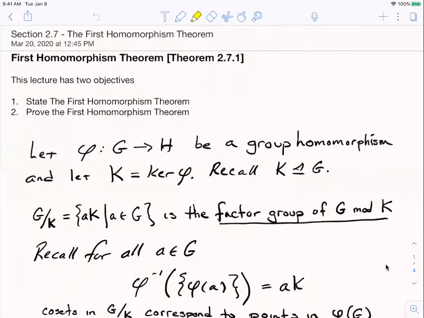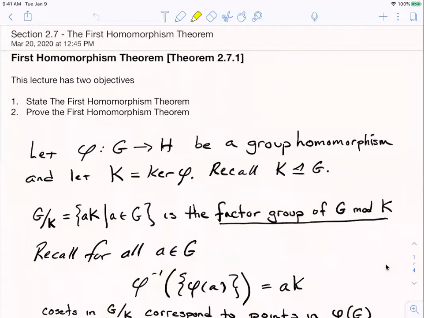But in this lecture, I have two goals. And they are to state this theorem, state the first homomorphism theorem, and then give its proof. So that's going to be it. It's a very focused video lecture. And then in the next one, we'll take a look at how you can use this theorem to find out what the structure of a factor group is. All right, so let's just get started.